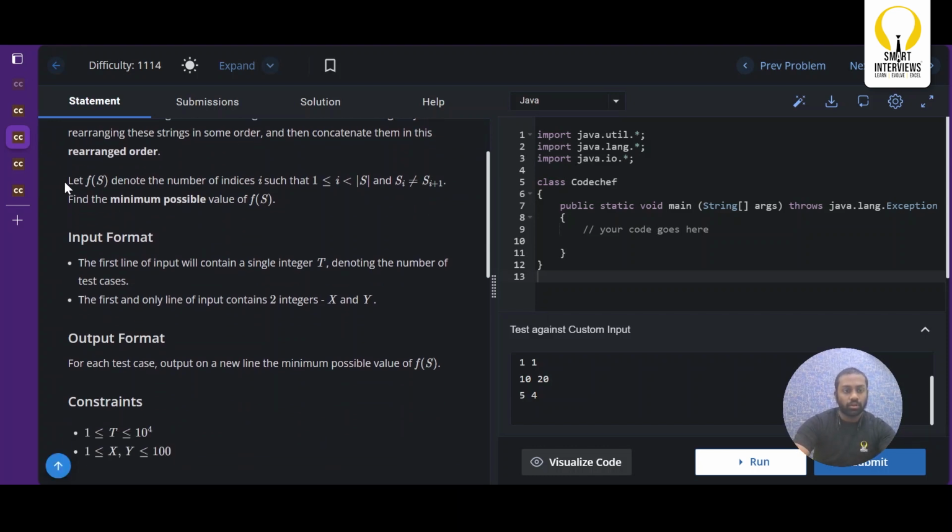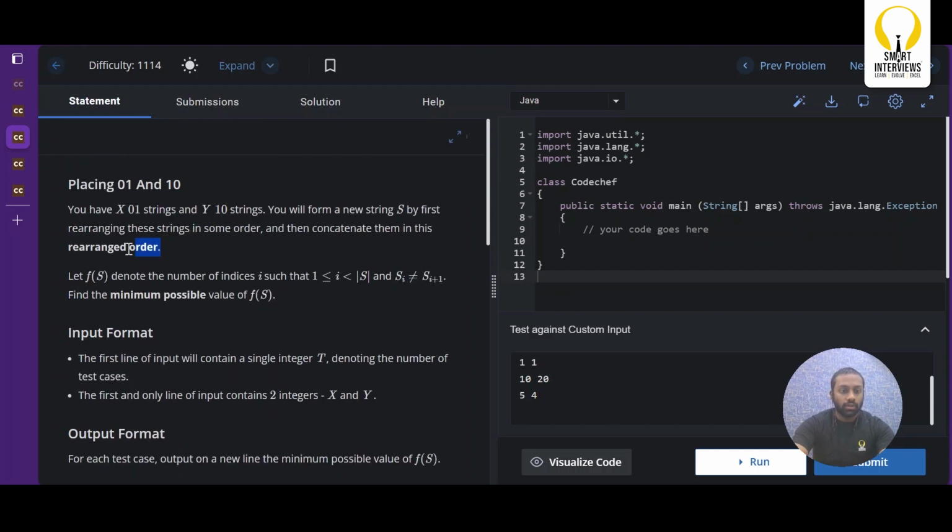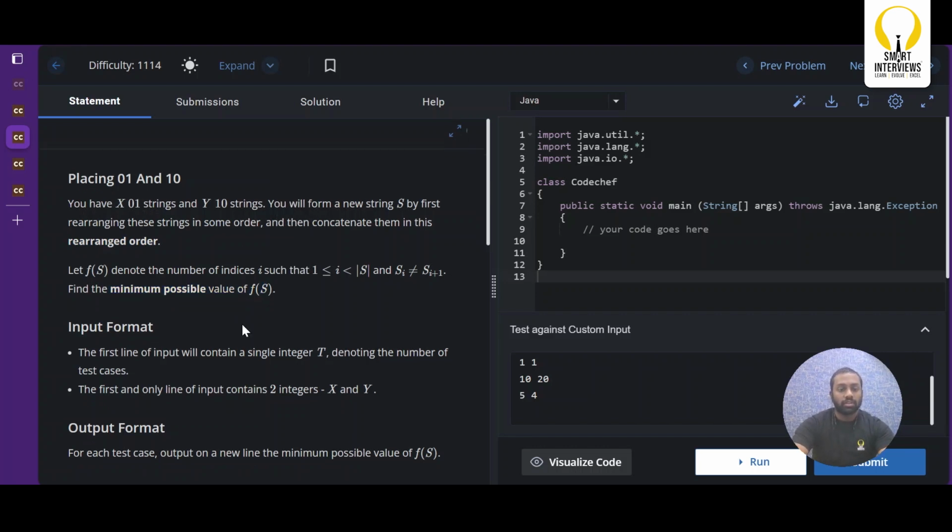Let f of s denote the number of indices i such that 1 ≤ i < |s|, where |s| is the length of the string, and s[i] is not equal to s[i+1], that is, the current character is not the same as the next character. You need to find the minimum possible value of f of s, and find a rearrangement of the given x 01 strings and y 10 strings such that this minimum value is obtained.